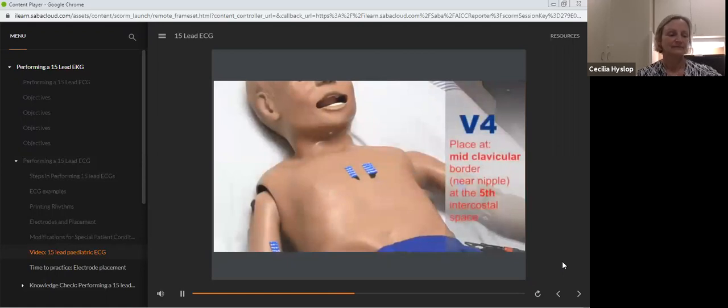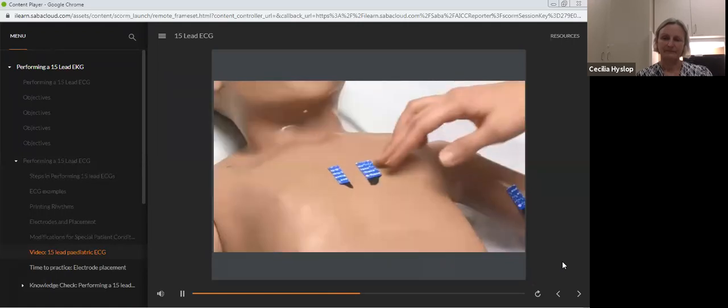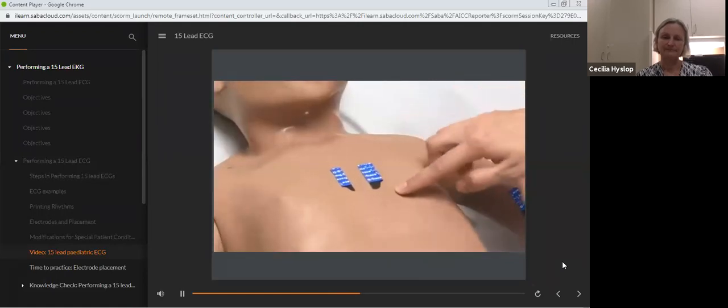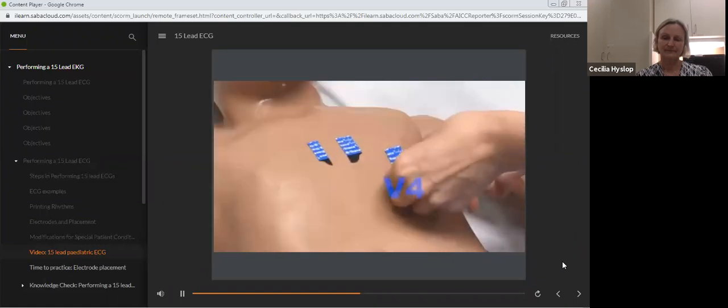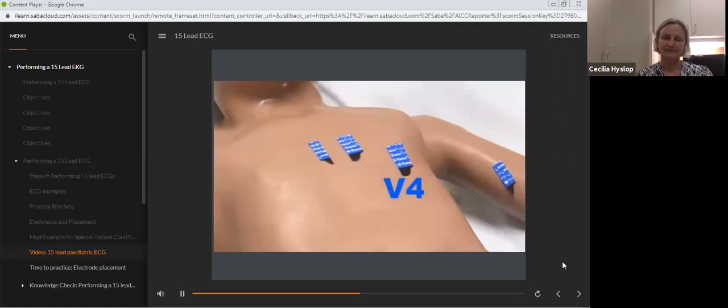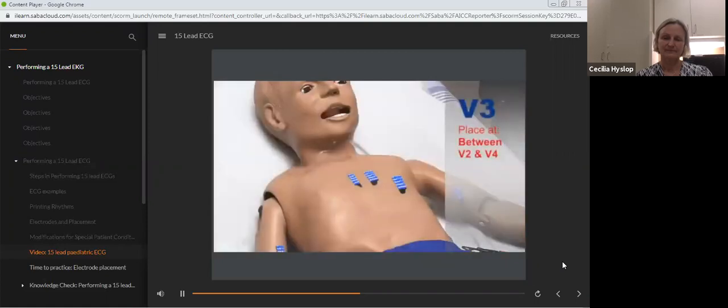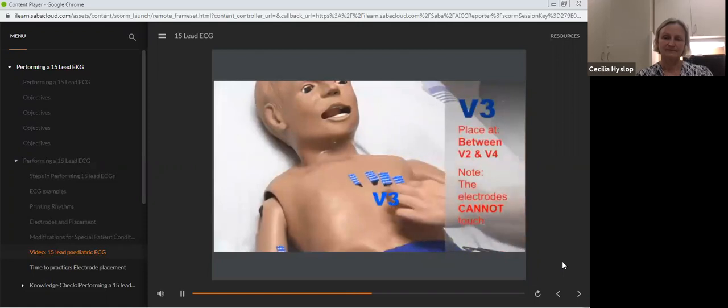V4 is placed at the mid-clavicular border around the nipple line at the fifth intercostal space. So fourth, fifth intercostal area, mid-clavicular. So that's V4. V3 is placed in between V2 and V4. Note that the electrodes are not touching here.